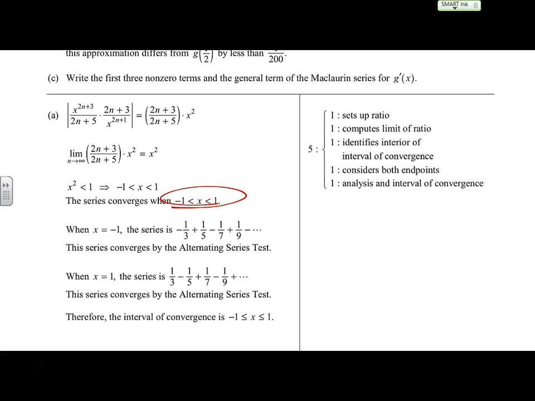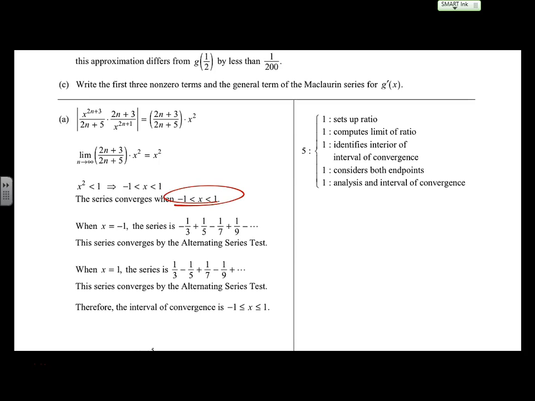So you do have the interval of convergence, and so far you've gotten setting up the ratio, computing the limit, the interior, there we go, which is negative 1 to 1. But if you didn't remember to consider the endpoints, then you would have lost those 2 points. Remember, when we do consider the endpoints, they actually need to see you showing what test you're using, and I would say why.